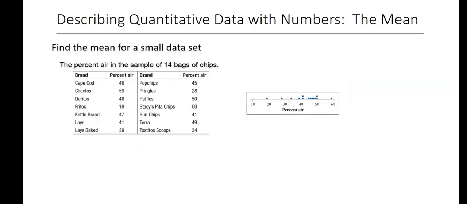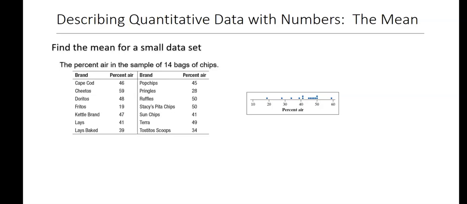So here we have the percent of air in a sample of 14 bags of chips, which is crazy, by the way. Cheetos is 59% air. Wow. So over half the bag is air when you open up one of those things. I've seen that before. It's interesting, actually. So which one is the least? Pringles. That's true. Pringles fills it up pretty well. Oh, Fritos. That's interesting. Fritos, not a lot of play there. So only 19% air. They tightly pack the Fritos.